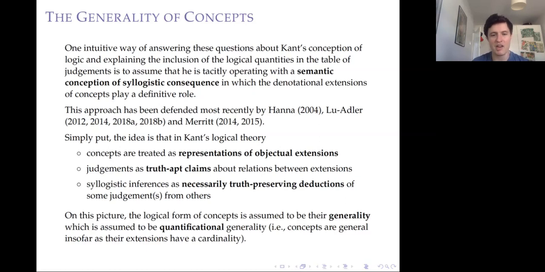The basic idea is we think about the logical forms of concepts as the fact that they're representations of objectual extensions. So when we think about concepts in our logical context, we're really just concerned with representations of objectual extensions. When we think about judgments in a logical context, all we're thinking about really is certain sorts of truth-apt claims about relations between objectual extensions. And then when it comes to the inferences, we think of these as necessary truth-preserving deductions.